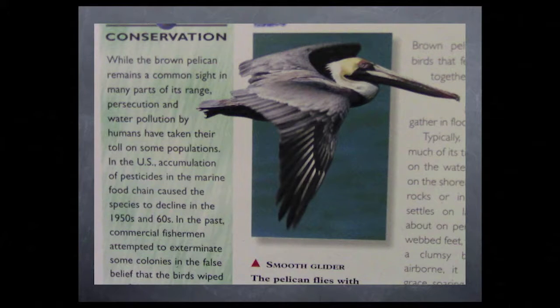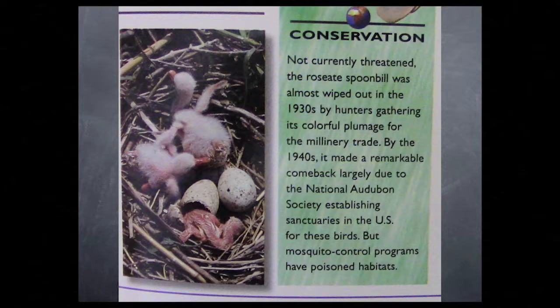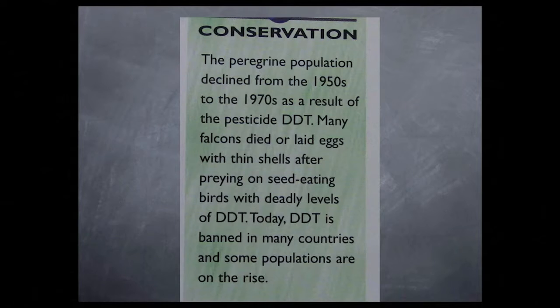The roseate spoonbill is not currently threatened, which means it's not endangered. It's worth noting the threats it faced in the past and the successful efforts of the Audubon Society to save it. Peregrine falcons, we see that the historic threat of DDT again, the last part of the information indicates rising populations in some areas for those birds.